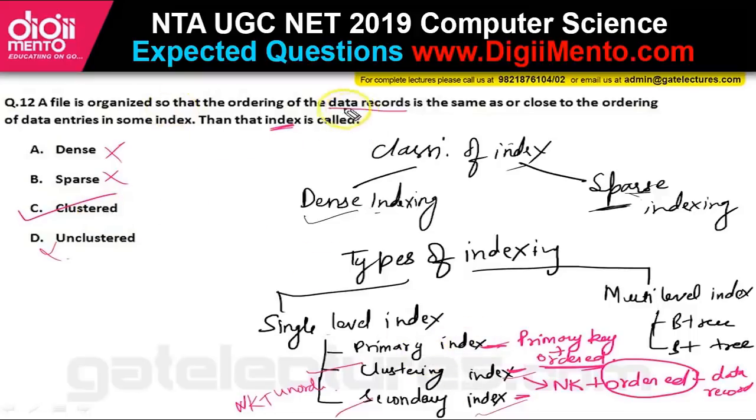You just have to pay attention to the key points that they have given: ordering of the data records. If they had talked about maintaining the key also, then it would be primary index. There are a few minor differences between these, so read the question very carefully. So C is the answer here.